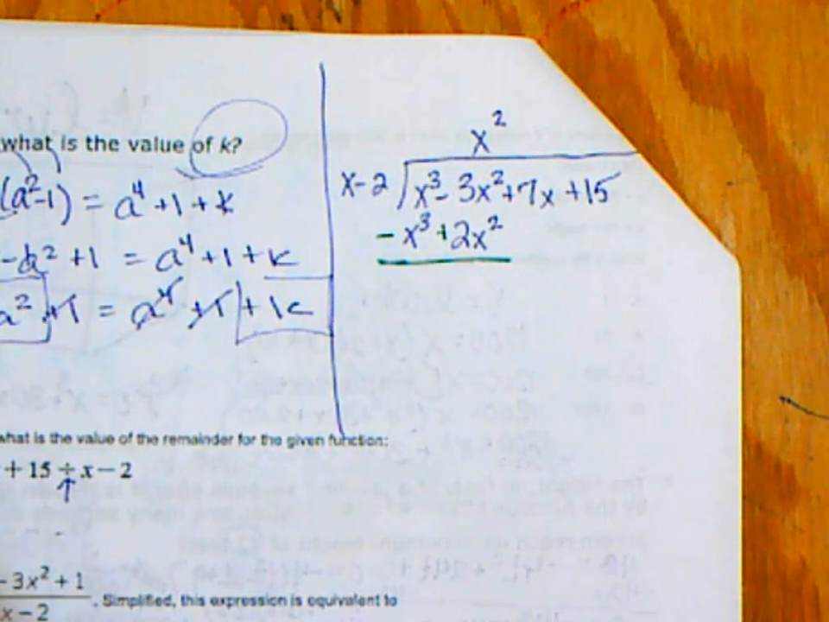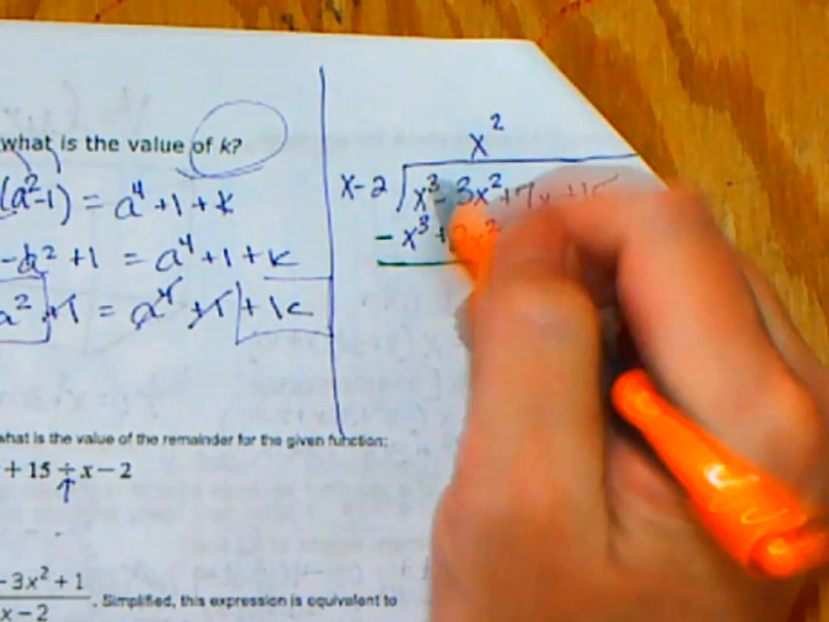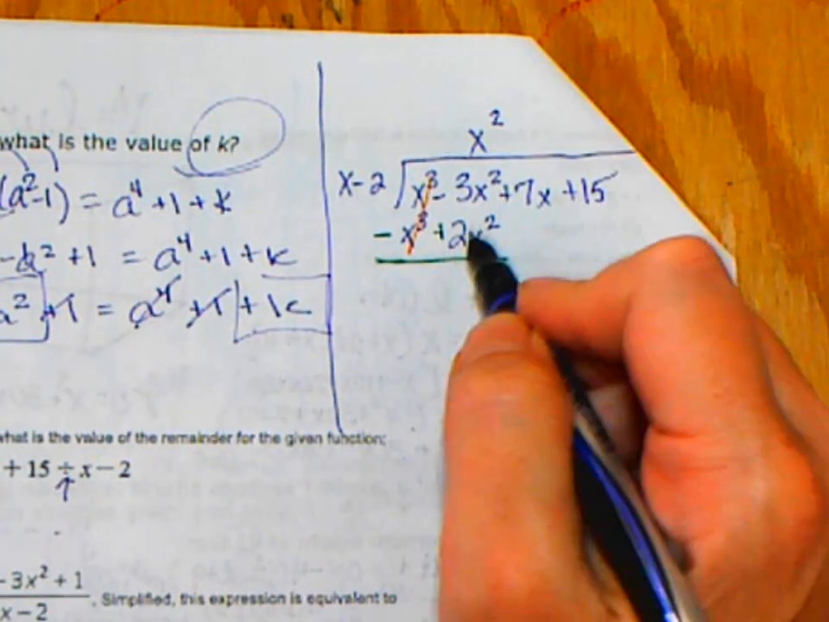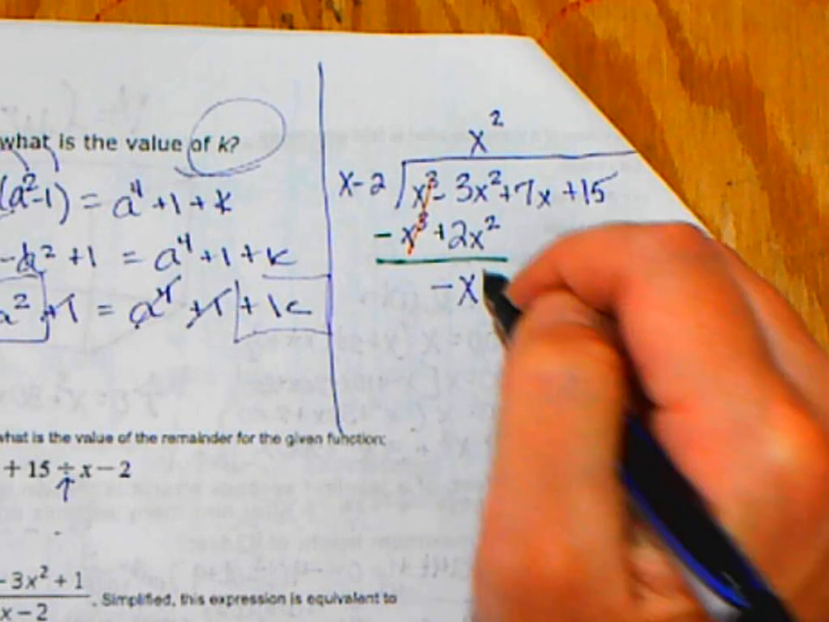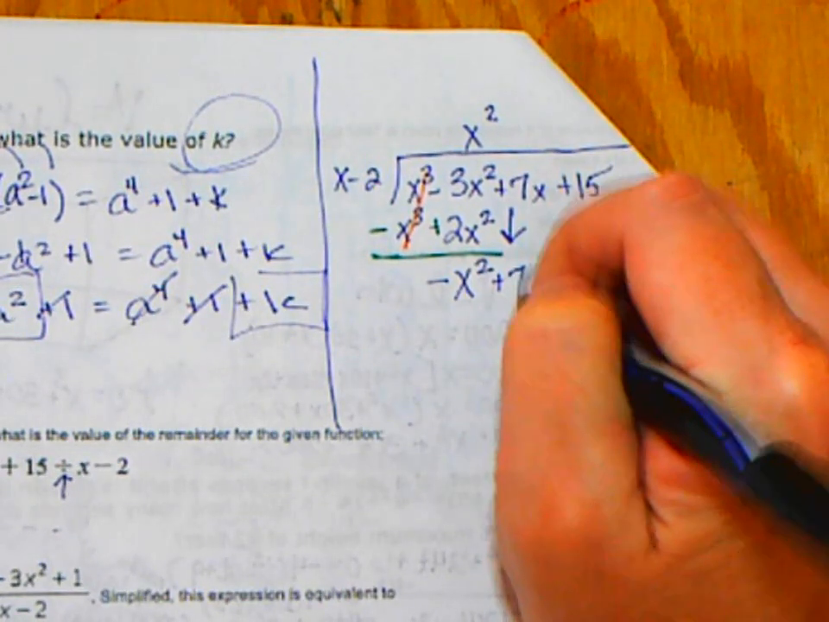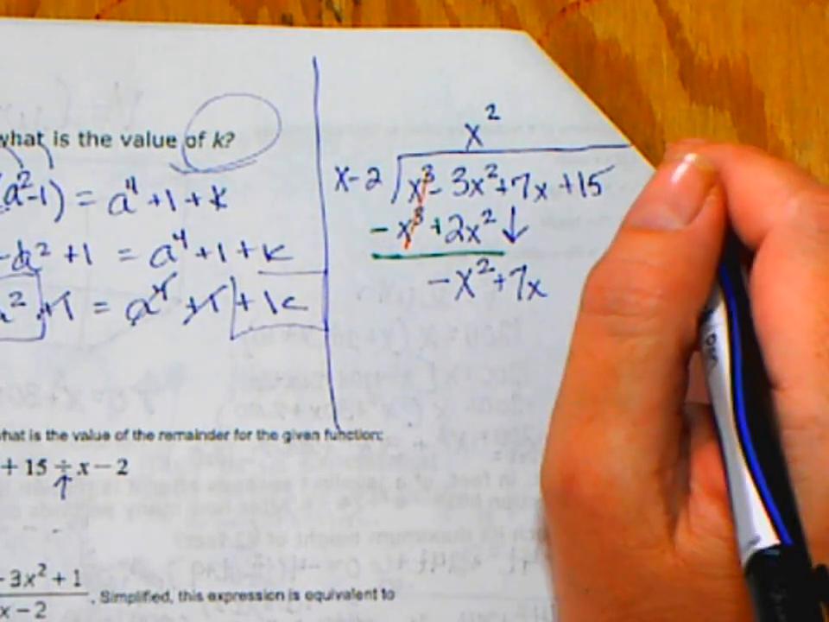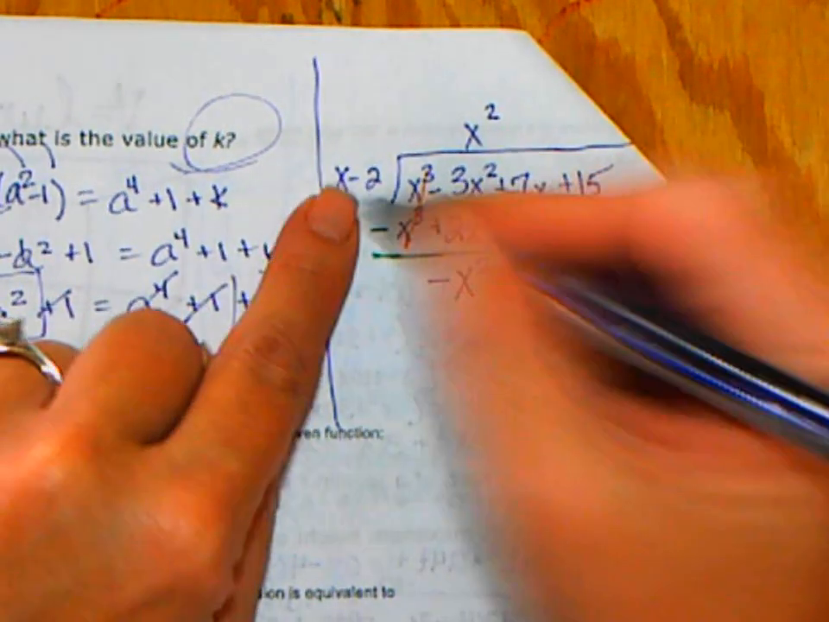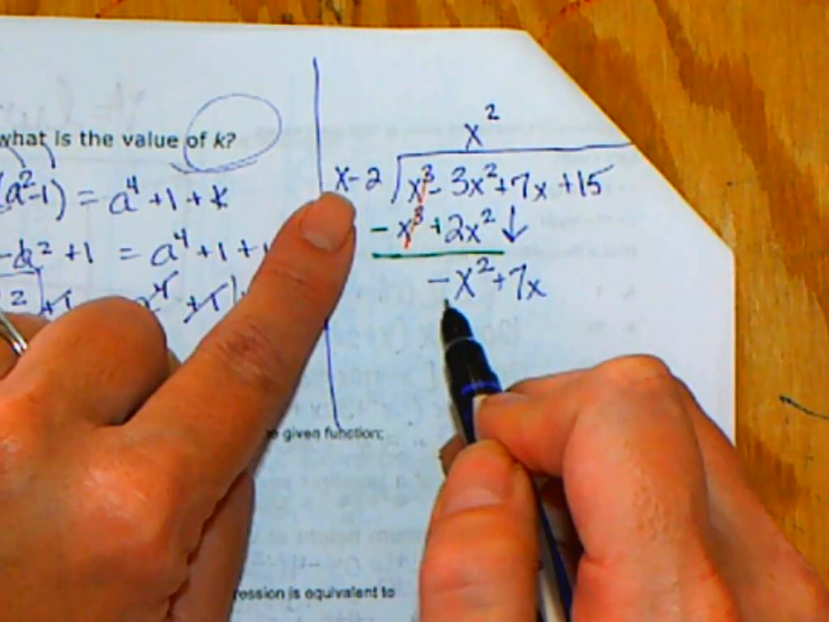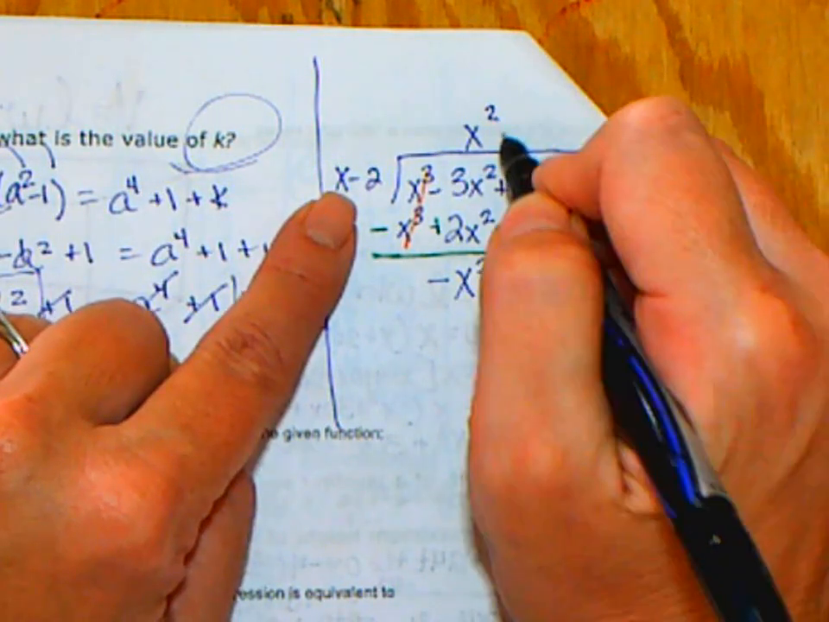X cubed minus x cubed cancels. If your first term does not cancel, then you did something wrong. Every time. Negative 3x squared plus 2x squared is negative 1x squared, or just negative x squared. Then that plus 7x, we're going to drop it like a top. And then you start all over again. X times what is negative x squared? What's my sign? So negative x.